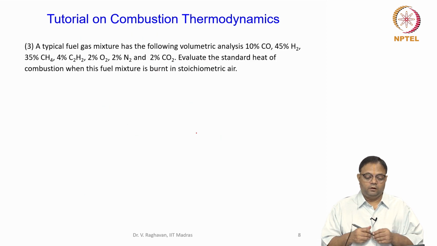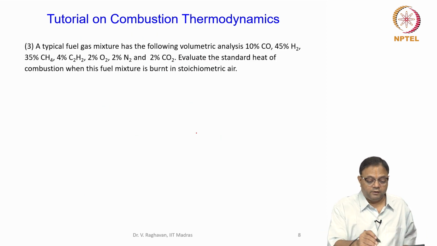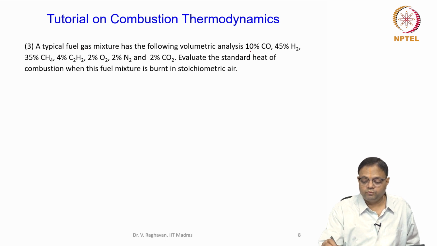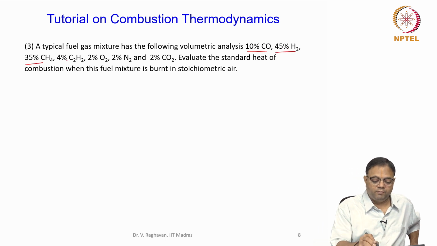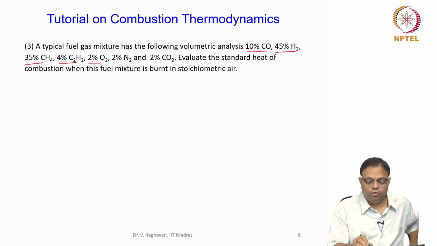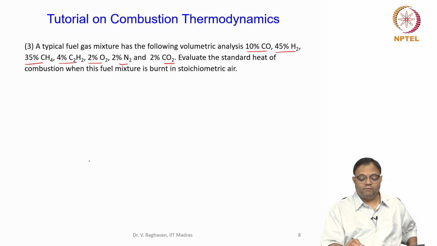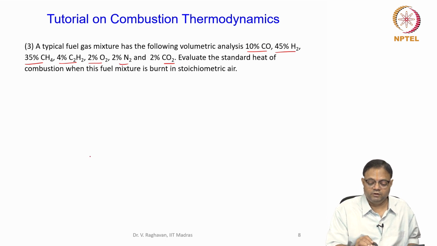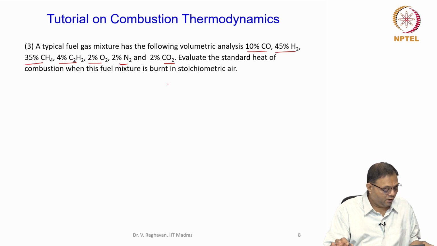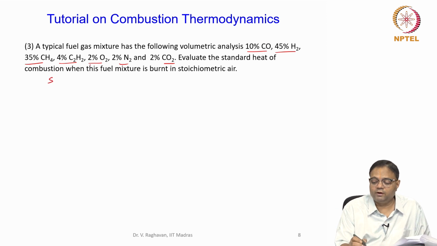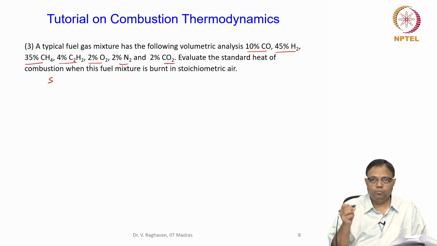Now the third problem, a typical fuel gas mixture composition is given. Again, we have seen this in tutorial 9. 10% CO, 45% H2, 35% CH4, 4% C2H2, 2% of each O2, N2 and CO2. Evaluate the standard heat of combustion when the fuel mixture is burnt in stoichiometric air. We have already seen how to calculate the stoichiometric air. We have to write this in percentages and calculate by O balance, C balance, H balance, etc., the amount of air required.